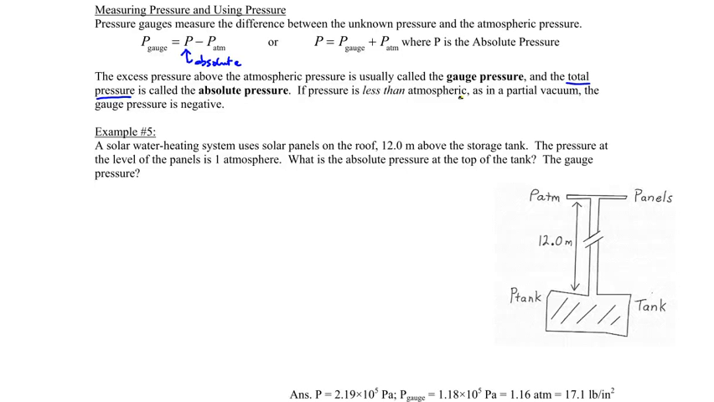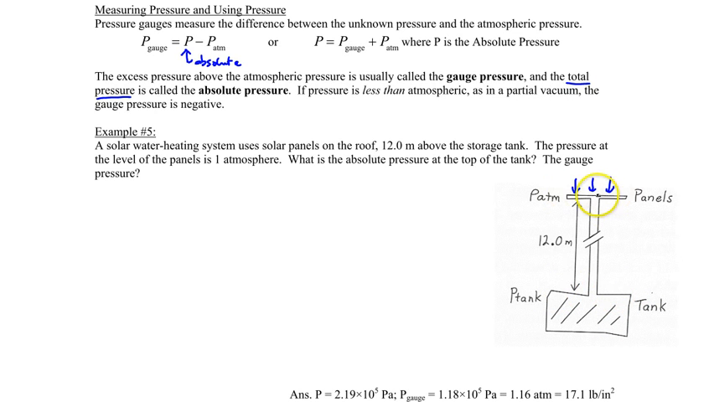Okay, example number 5. We have a solar water heating system. And so there's the solar panels out here, and it's exposed to the air pushing down here. And this is at 1 atmosphere outside. We're asked to find what is the absolute pressure at the top of the tank, and what is the gauge pressure. And by the way, the top of the tank is really right here.